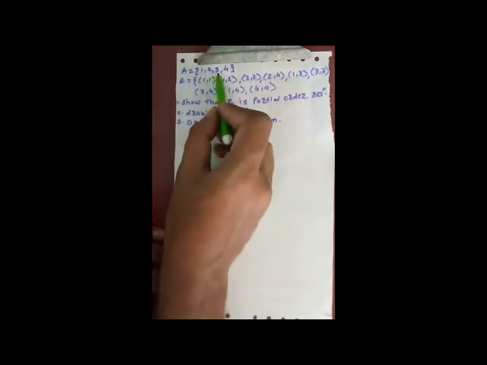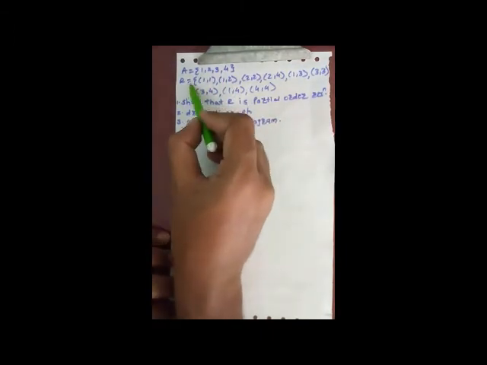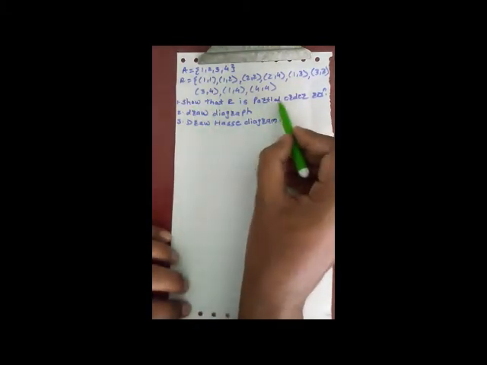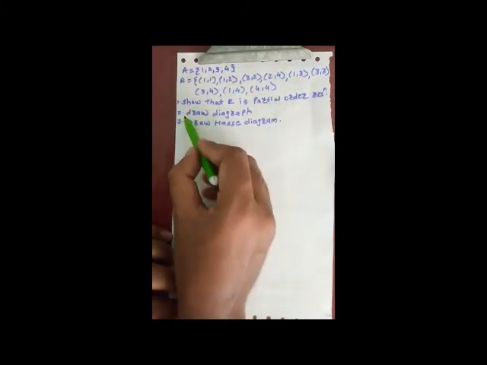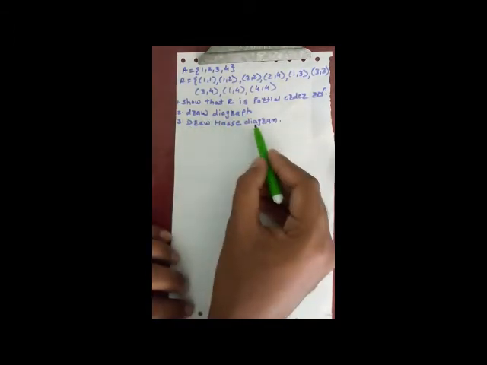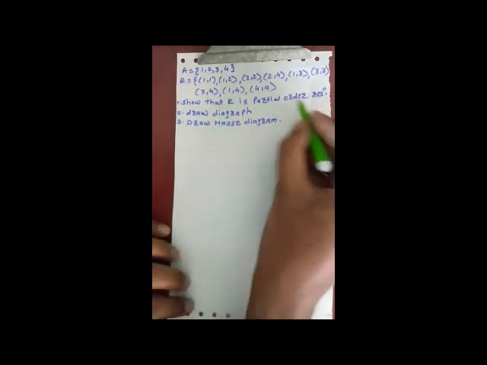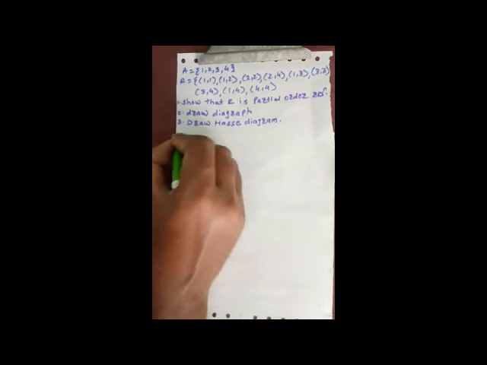So let's see one example. A = {1, 2, 3, 4} and R is given, and the question is: first, show that R is a partial order relation. Second, draw the diagram, and third, draw the Hasse diagram. So in that case, first show that R is a partial order relation.